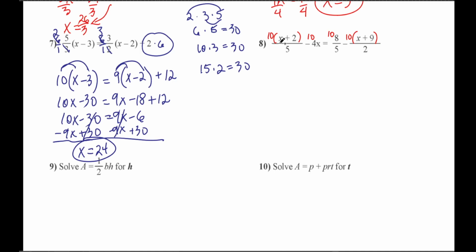Now, because 5 and 2, what's the common denominator with 5 and 2? It's a 10. That means 5 divides into 10 evenly, and 2 also divides into 10 evenly. And that's why we picked a 10. So now, the reason we picked 10 is so that the 5 will cancel out here, here, and the 2 will cancel out. And now we're not left with any fractions. That's the whole key to this problem, is to not have any fractions.